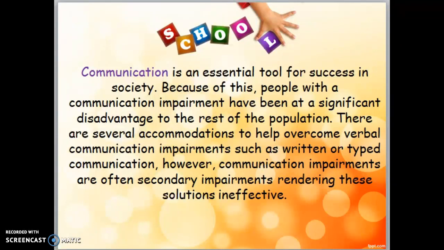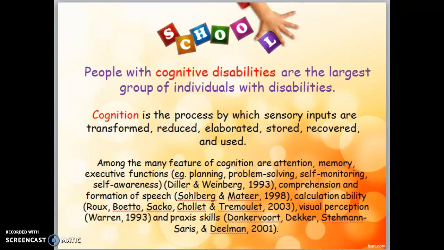Communication is an essential tool for success in society. Because of this, people with communication impairment have been at a significant disadvantage to the rest of the population. There are several accommodations to help overcome verbal communication impairments, such as written or typed communication. However, communication impairments are often secondary impairments, rendering these solutions ineffective.